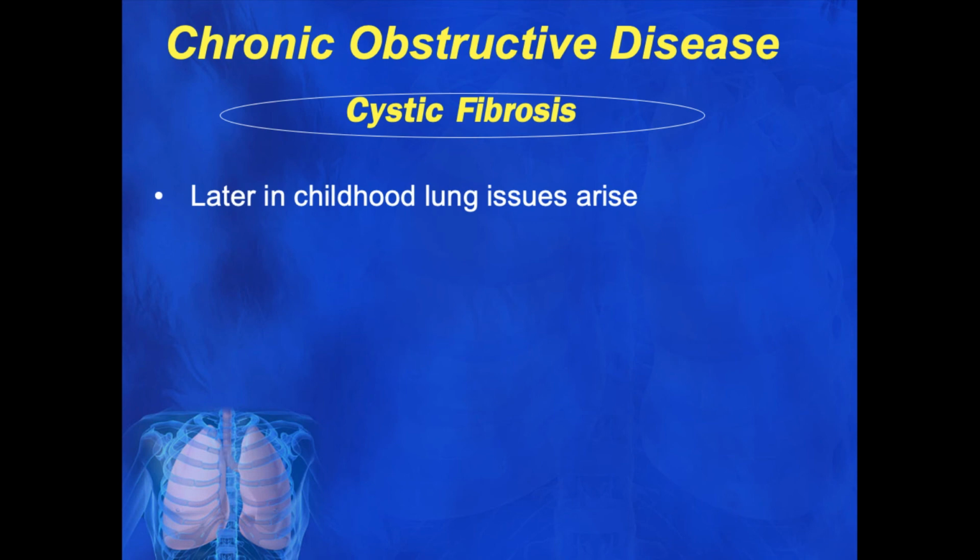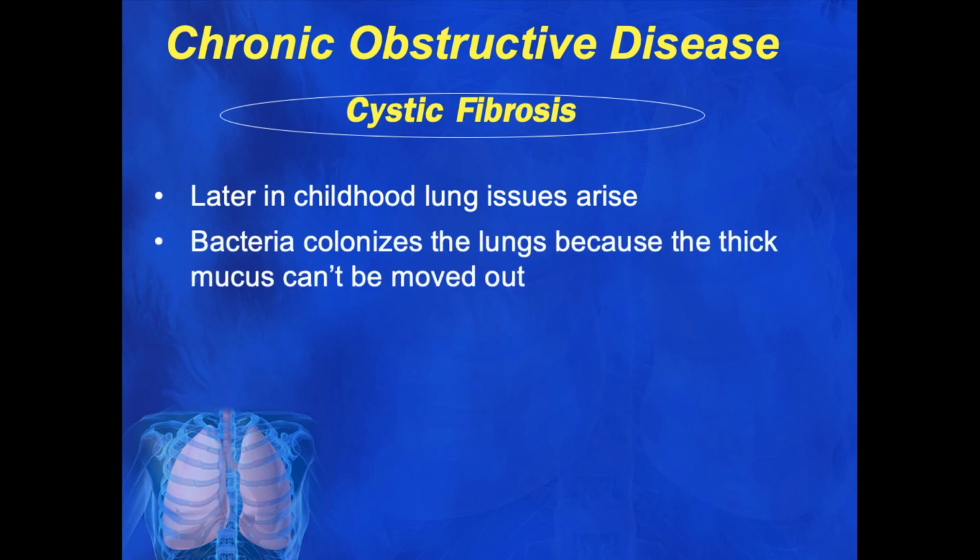Later in childhood, lung issues do start to arise. Bacteria love to live in that thick, ooey gooey, sticky mucus. And since you can't move that mucus out, the cilia are important in moving all this mucus up and out of the lungs, and then we swallow that and it's destroyed in the stomach. Instead, what's happening is you don't have this mucus elevator anymore, and so the mucus gets stuck, and those bacteria get stuck in there and they grow.